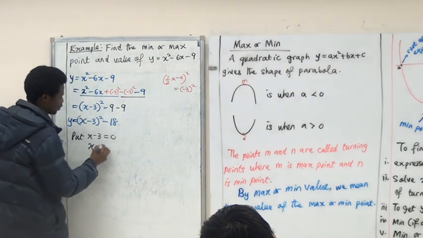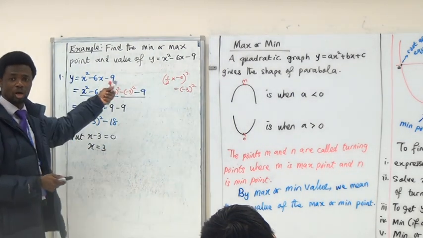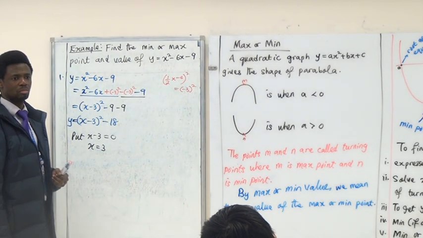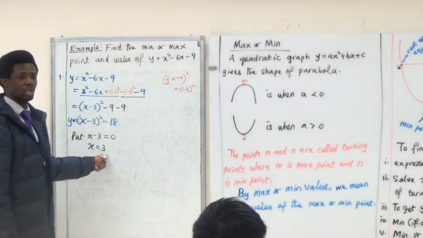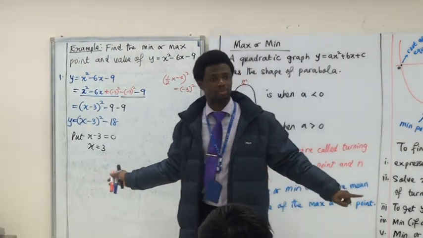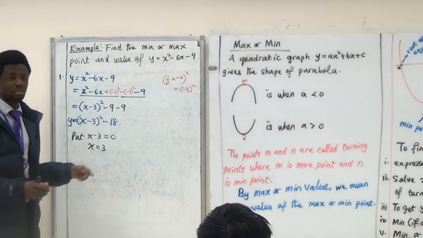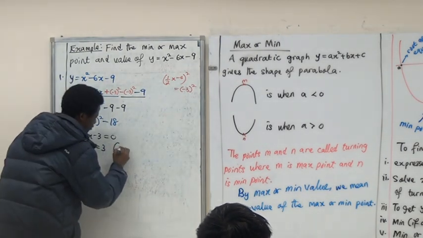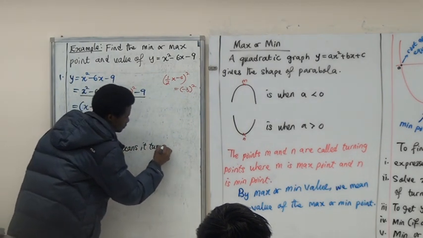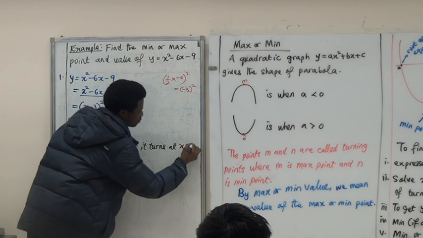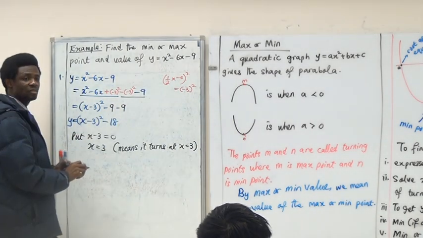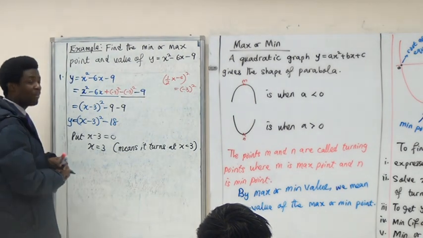Then I get x is equal to 3. It means this curve turns when x is equal to 3. That's what it means. So this point is 3 for this shape. Does that make sense? You don't need to write this. I'm just trying to explain. Yeah? So now, is it minimum or maximum?